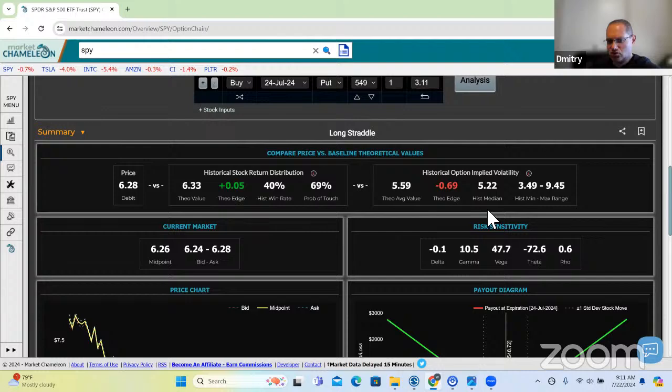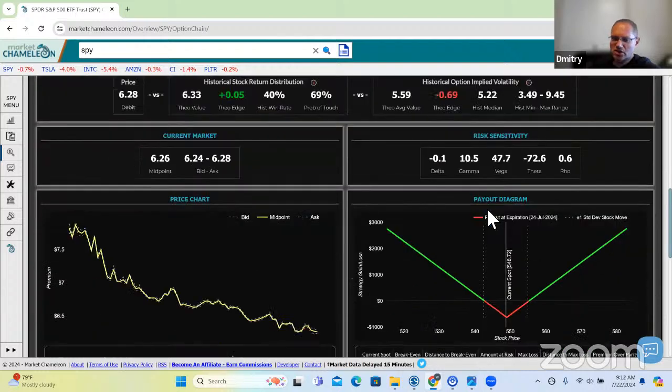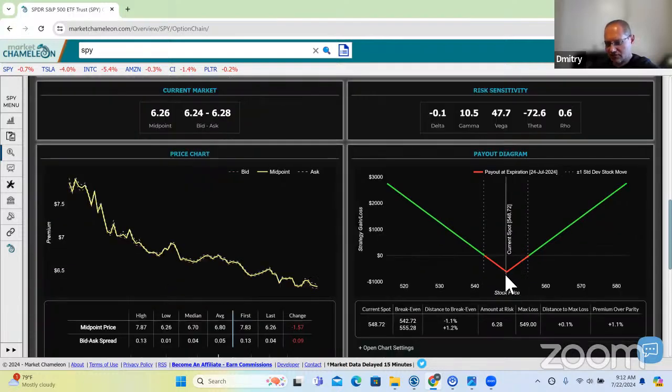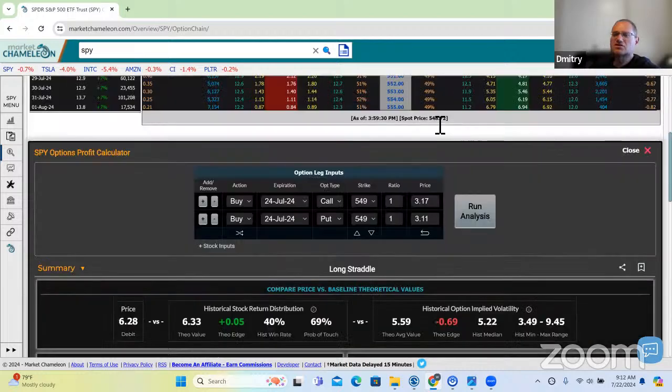Okay. So first, let me leave this part up top. We're going to come back to it. First, let's just look at what the strategy looks like. So here's the payout diagram. You can see that 549 right here, that's where the strike is. That's where currently the spot price is, or the spot price was 548.72 when we took the snapshot, right 30 seconds before the close.